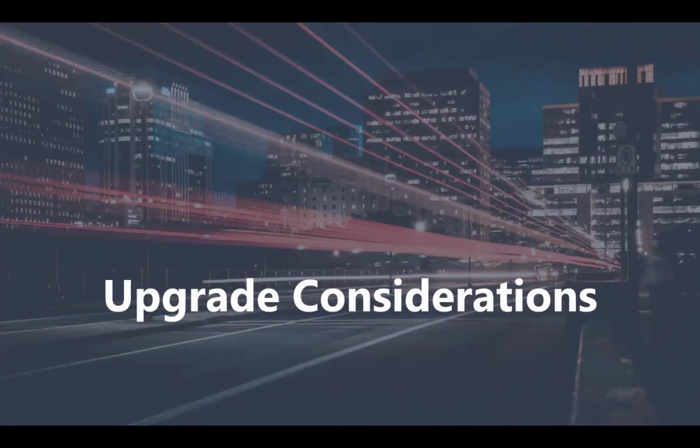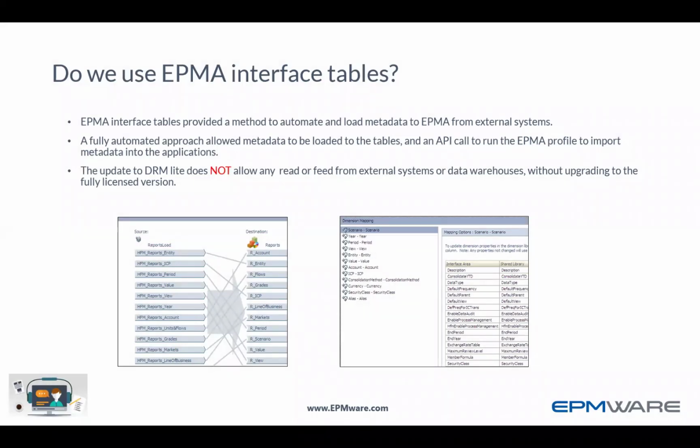So a few upgrade considerations. A big one that we briefly discussed before was the EPMA interface tables. EPMA interface tables originally allowed us to source metadata and automate metadata loads from external systems. Now, I think with the read and feed not being allowed with DRM, this goes away. And I think we've got to figure out a new solution to be able to deal with this. And so if you have a large landscape, chances are you may have implemented this.